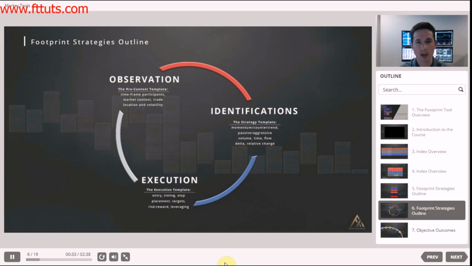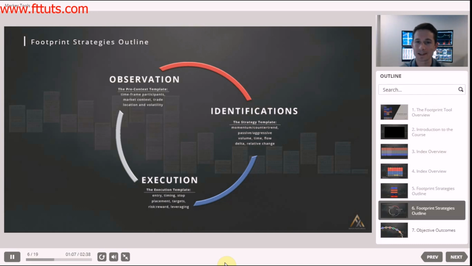That's why we've developed the Trade Strategy Learning Process Loop. So this loop, very simply, is just a manner in which we can observe the markets in an exact manner to develop a consistent approach over time. What do I mean by this? Take, for example, in Unit 6, when we begin the strategy, we're going to start off by observing the strategy. By observing it, we're going to talk about things like time frame participants, market context, trade locations, and volatility.